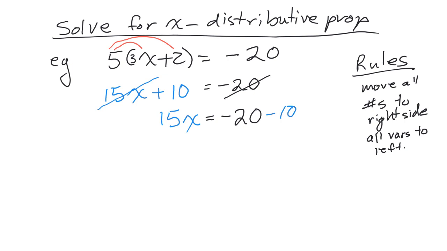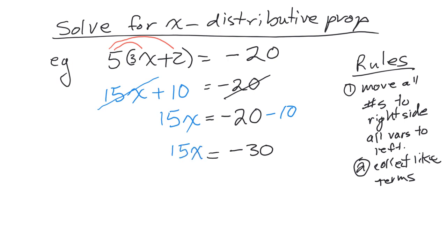So now we just go and look on the left side. Is there anything to collect? So remember, first rule, second rule, collect the like terms. So on the left side, 15x is by itself, nothing to do. But if you notice on the right side, we have minus 20 minus 10, which gives us the following answer. Minus 20 minus 10 is negative 30. And we still have our 15x on the left side here.